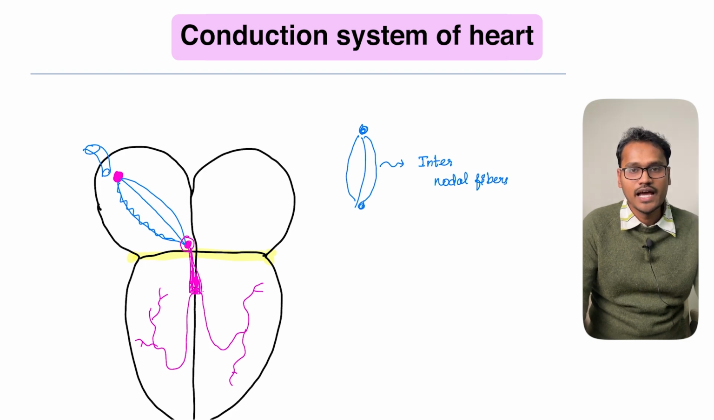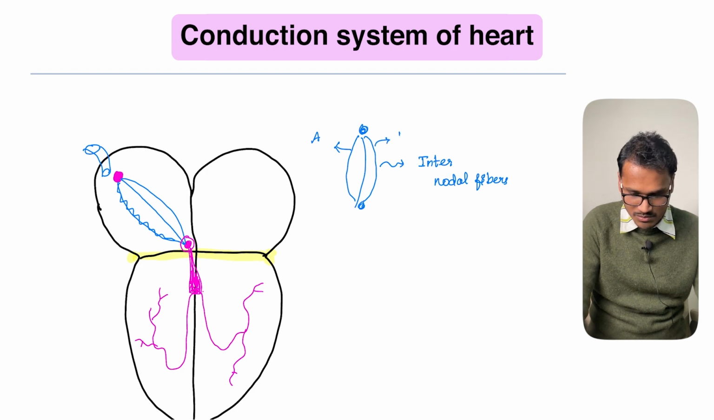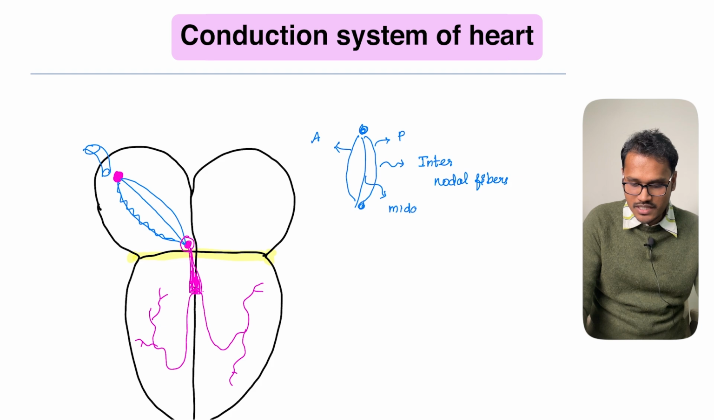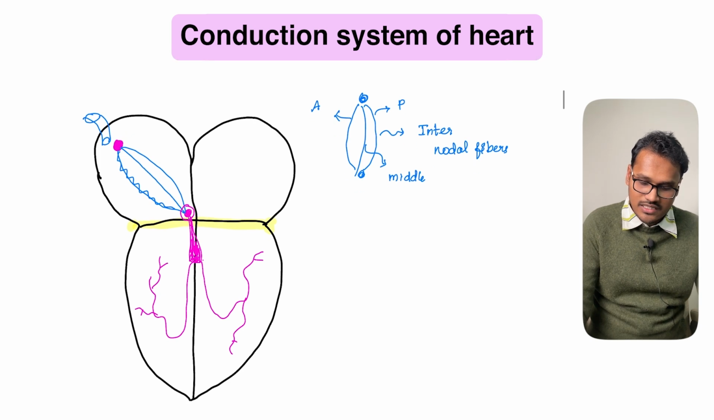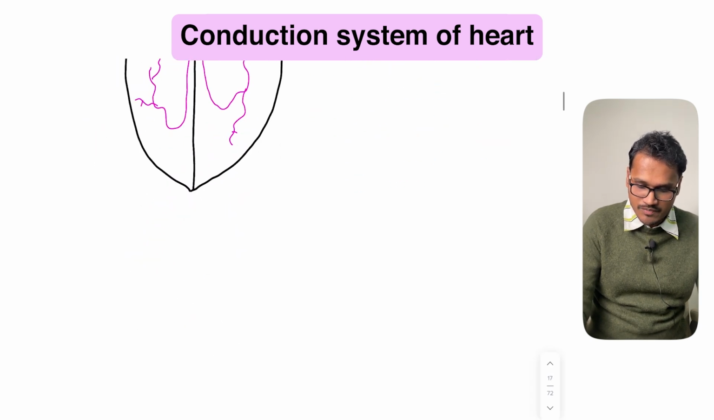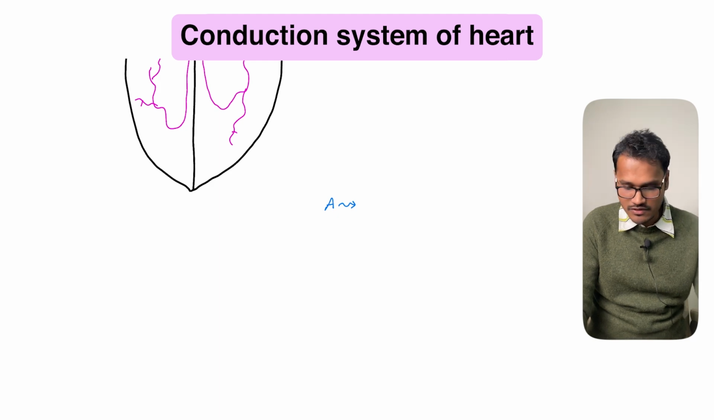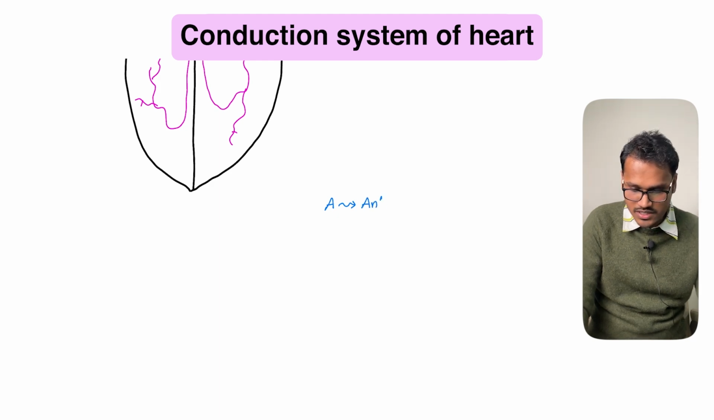Internodal fibers, and they have three branches. One is the anterior. If there is an anterior, what is the other one? The posterior. And whichever is in the middle is called the middle internodal fibers. So we have three fibers: anterior, middle, and posterior internodal fibers. And they have specific names also. The anterior fibers were previously called Bachman. Nowadays there is no name for it, so it is anterior fibers.